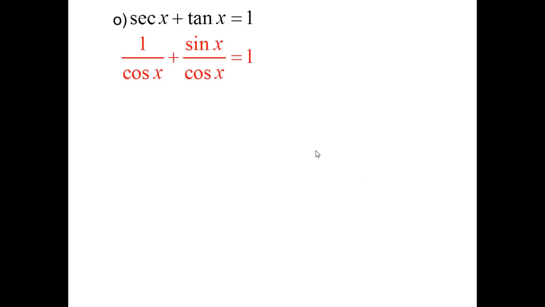Secant is 1 over cosine, tangent is sine over cosine, which means I have a common denominator and I can add them together. 1 plus sine over cosine equal to 1. I can now get rid of the fraction by multiplying both sides by cosine and get 1 plus sine equal to cosine. And here's where I kind of really have no idea where else to proceed.